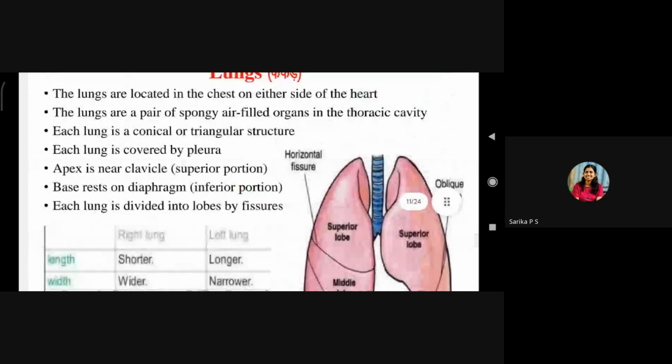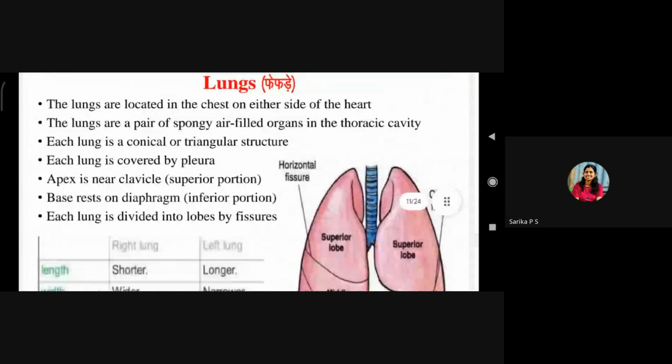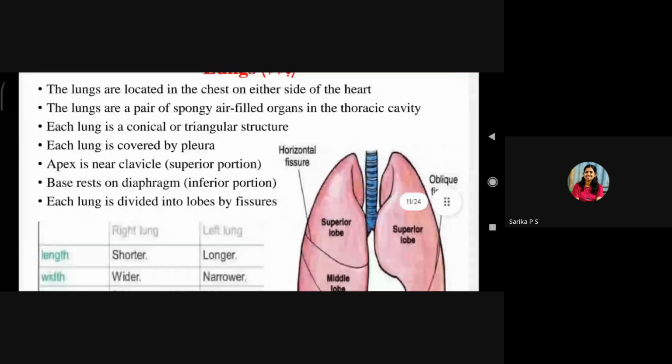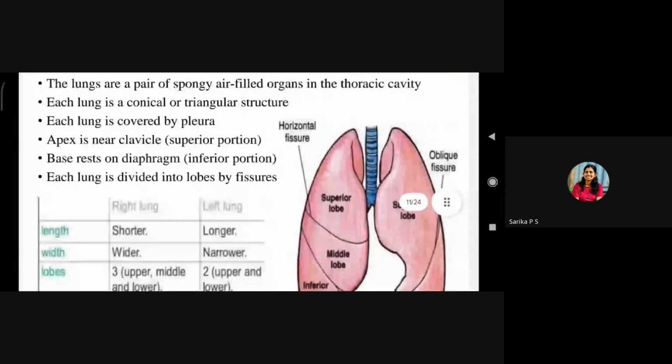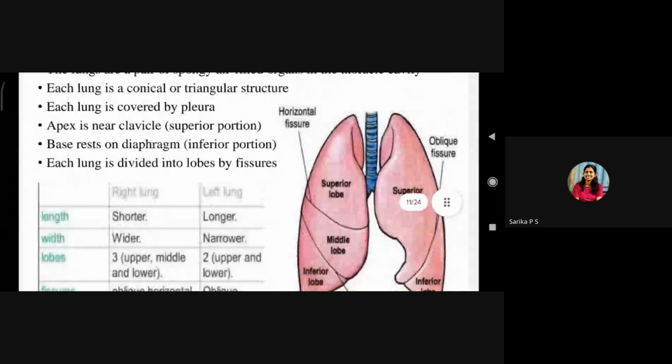Now, lungs. The lungs are located in the chest on either side of the heart. Lungs are a pair of spongy air-filled organs in the thoracic cavity. Each lung is triangular in structure and covered by pleura, a transparent covering sheath for the lungs.